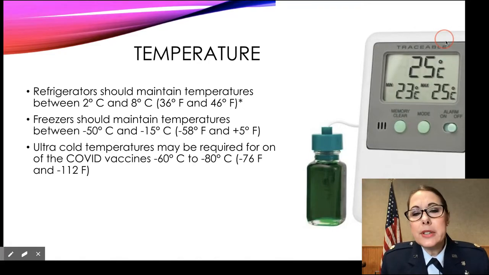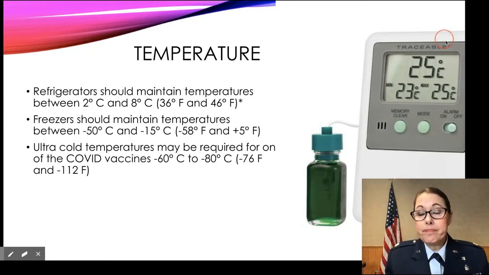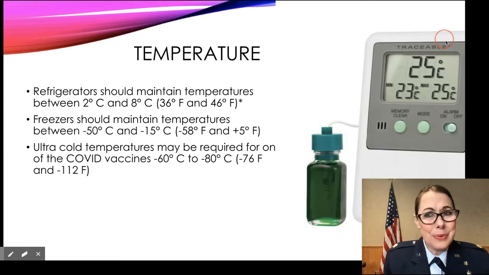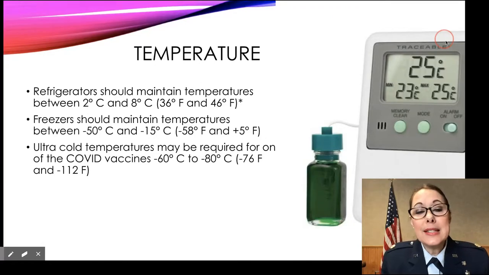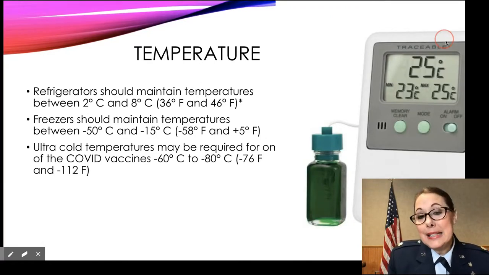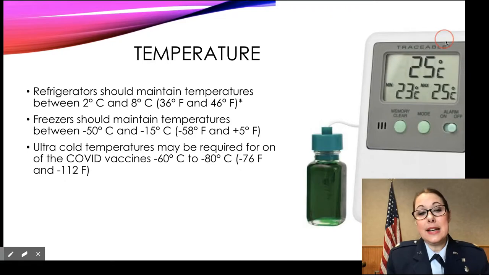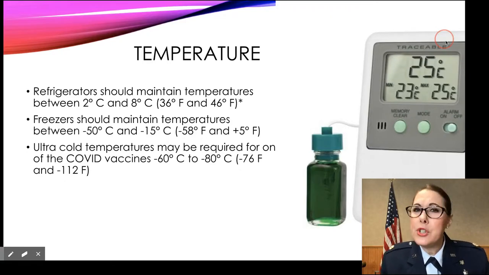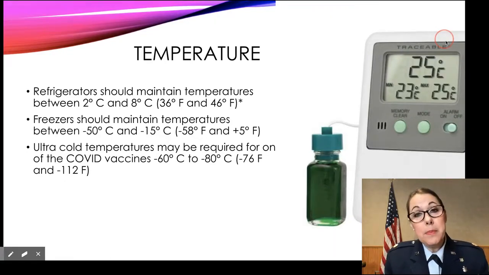Now, you may have heard a little bit about the COVID vaccine that's coming out by Pfizer, and it requires these ultra cold freezers. That is because most freezers do not go below minus 30 to minus 40 degrees Celsius. And this has to be maintained at minus 60 to minus 80 degrees Celsius. So I'm not sure if we're going to have those. You might see them in the community. So just be aware that that is something that you may see.